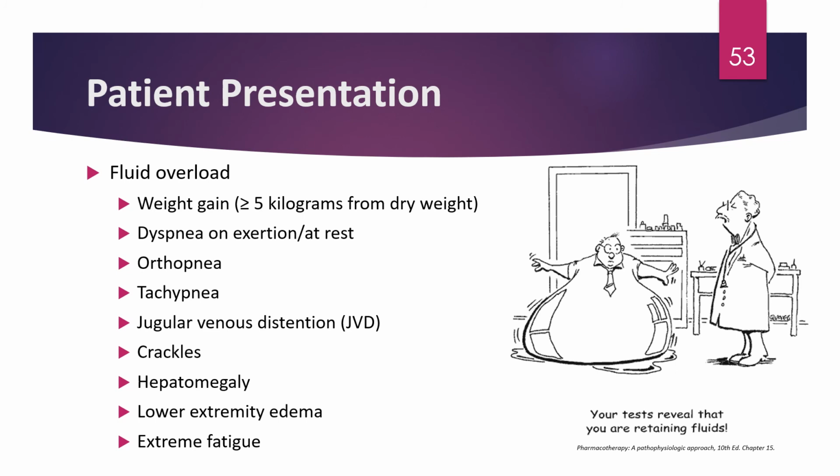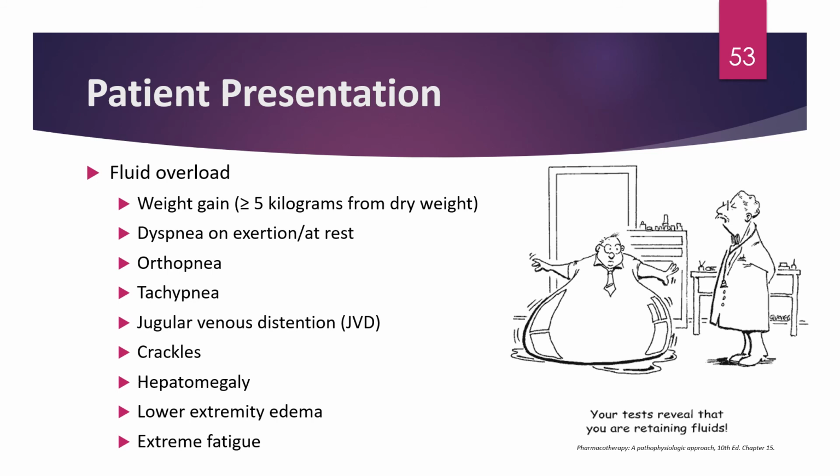So for patient presentation, think about acute decompensated heart failure in regards to your subsets. Subsets 1 through 4, where you have the warm and dry, the warm and wet, the cold and dry, and the cold and wet. Sometimes you can see fluid overload with these patients, so that can result in weight gain, problems breathing, jugular venous distension, crackles, hepatomegaly, lower extremity edema, and extreme fatigue from obviously not being able to breathe and having to carry a whole bunch of extra fluid around.